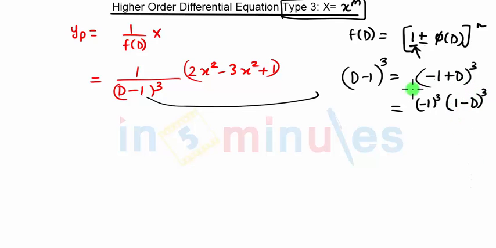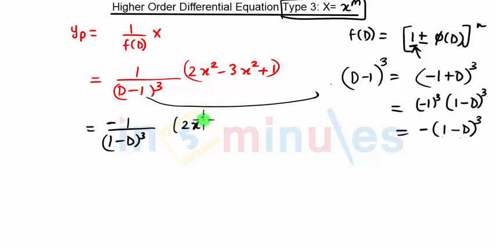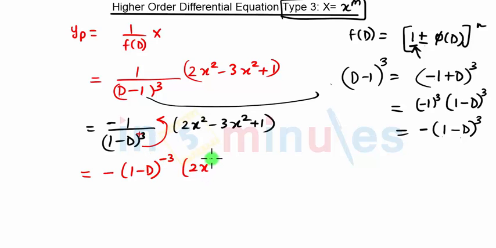I am just taking minus 1 common. So what is minus 1 the whole cube? It is minus, into 1 minus d the whole cube. If I substitute here, it will be 1 upon 1 minus d the whole cube, with this negative sign, into 2x cube minus 3x square plus 1. As we know, in type 3 we take this part to the numerator, so it will become minus 1 minus d the whole raised to minus 3, into 2x cube minus 3x square plus 1.